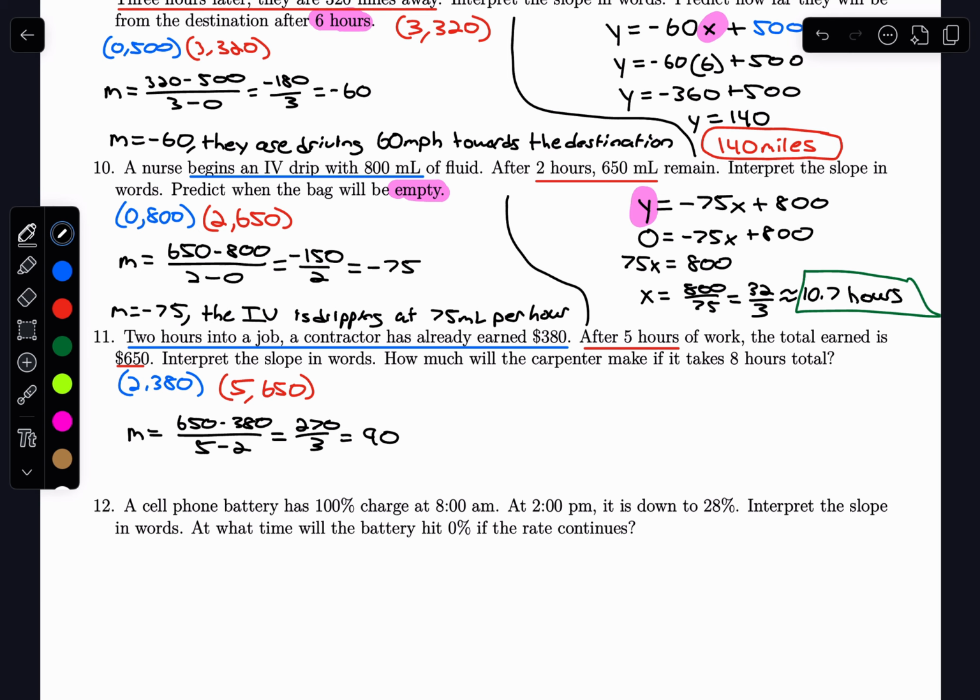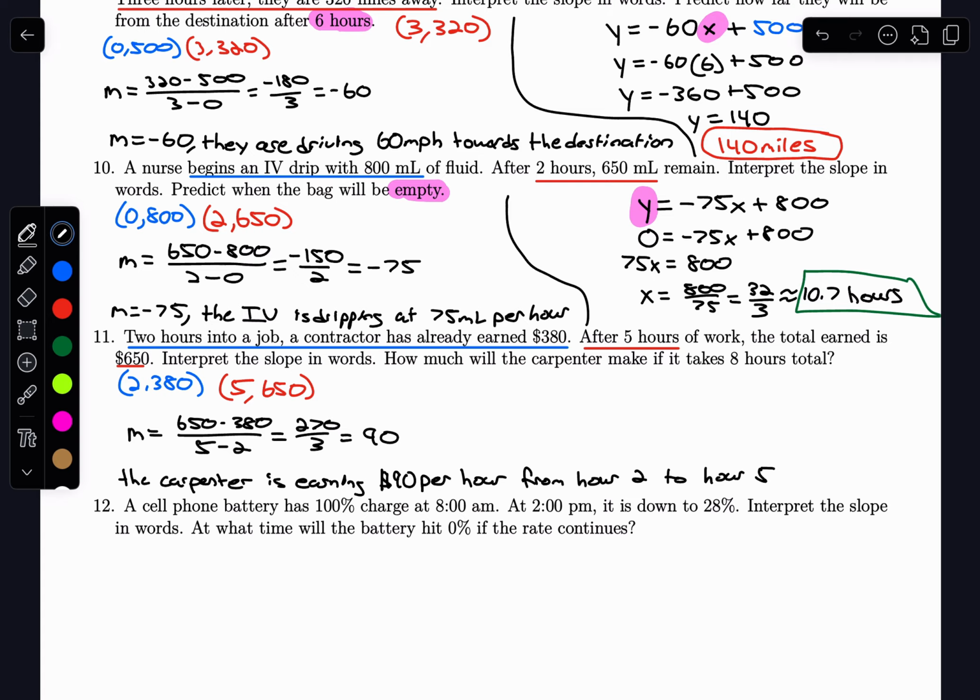So now let's think about in words what is actually happening here. After 2 hours, $380. After 5 hours, $650. So in between those two amounts, the carpenter is earning an additional $90 per hour. Okay, so the carpenter is earning $90 per hour from hour 2 to hour 5. So between hour 2 and hour 5, $90 per hour.